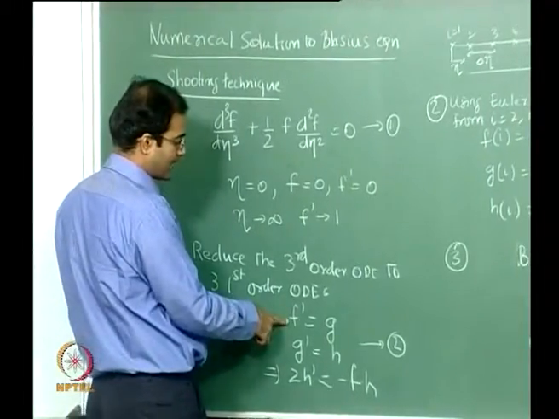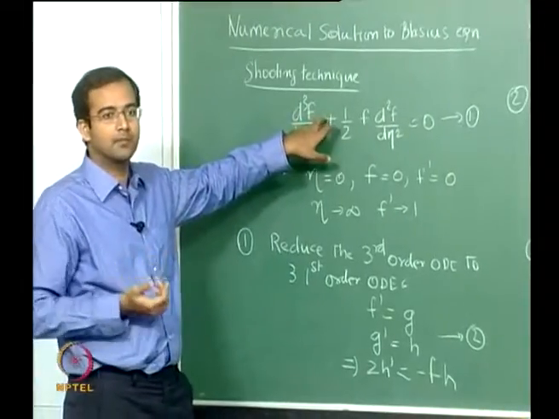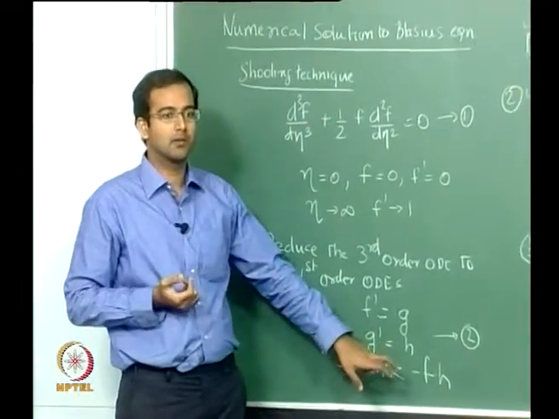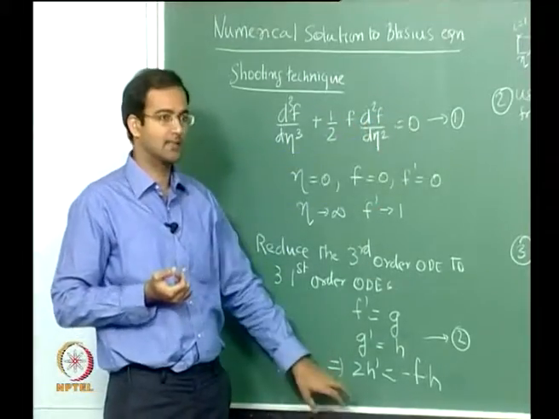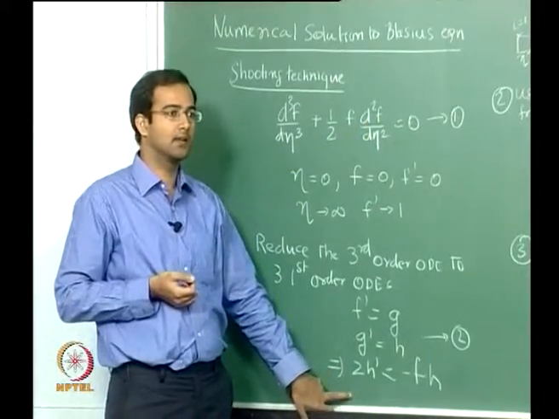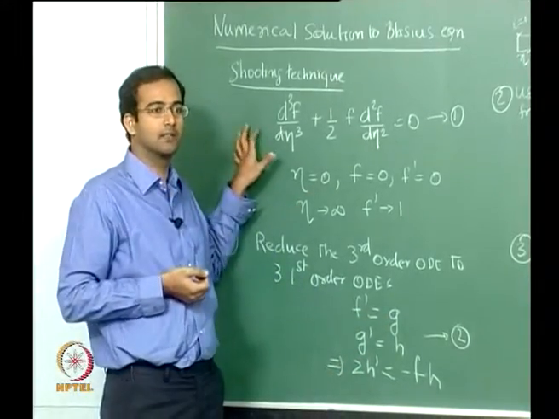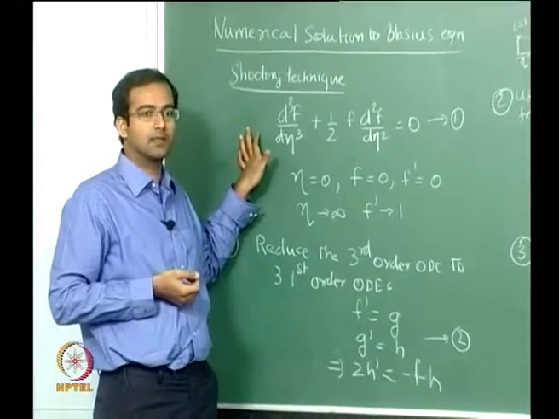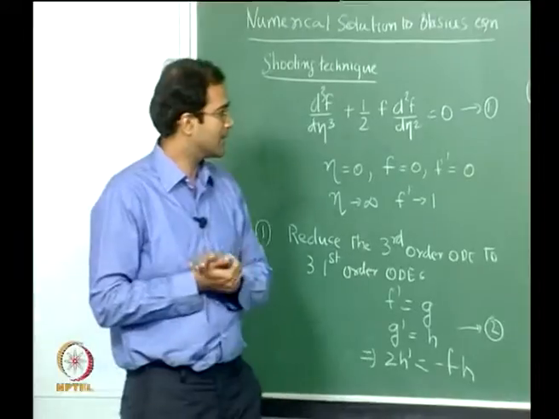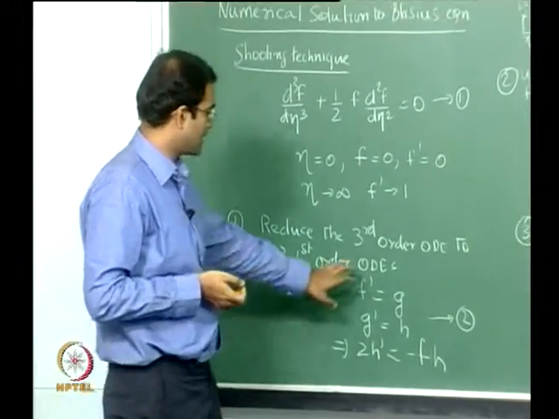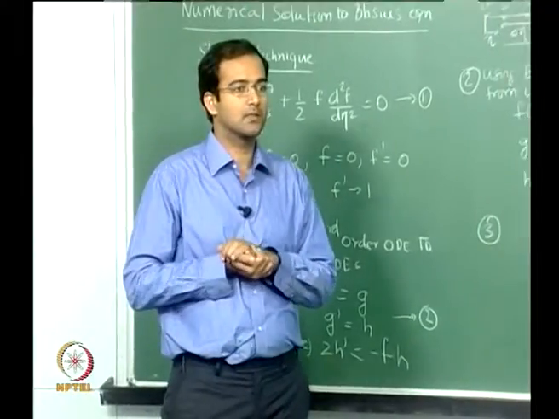So you can just say one equation will be directly f prime equal to some variable g, g prime should be equal to h, and finally you can cast this equation in terms of h, f and g. Okay, so these are the 3 ODEs which satisfy this particular Blasius equation, and they are all 3 first order ODEs. Okay, so once you reduce that to 3 first order ODEs of this form, now the next thing is how do we solve this first order ODE.